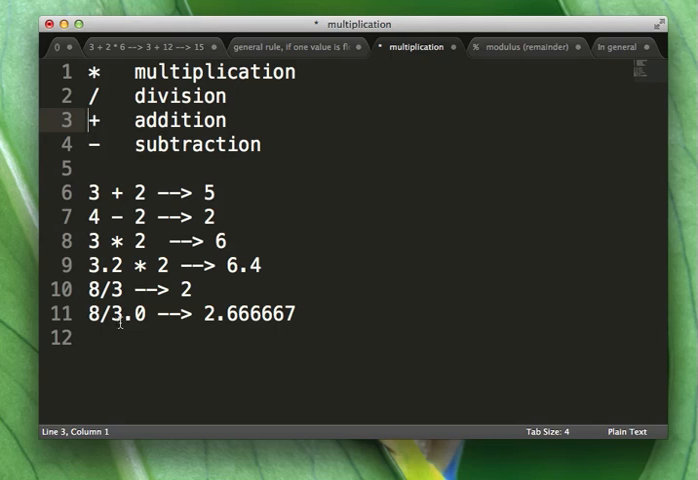However, if one of these operands becomes a floating point, or if both of them become a floating point, you get a result that is a floating point value, and therefore you keep all your decimal places.